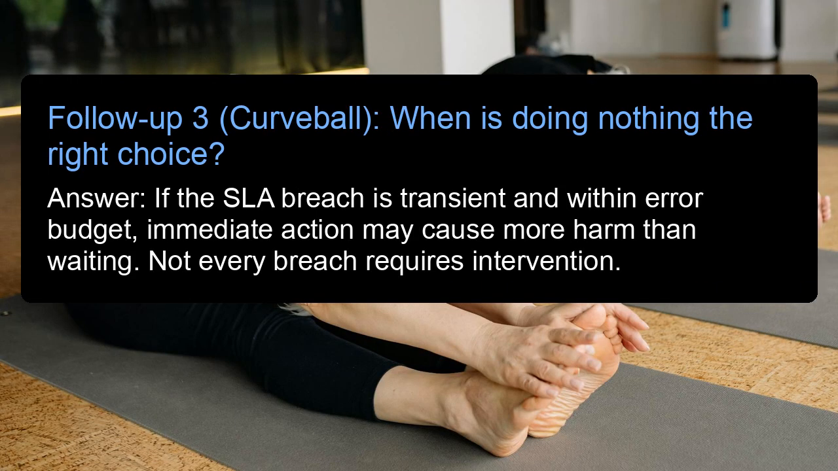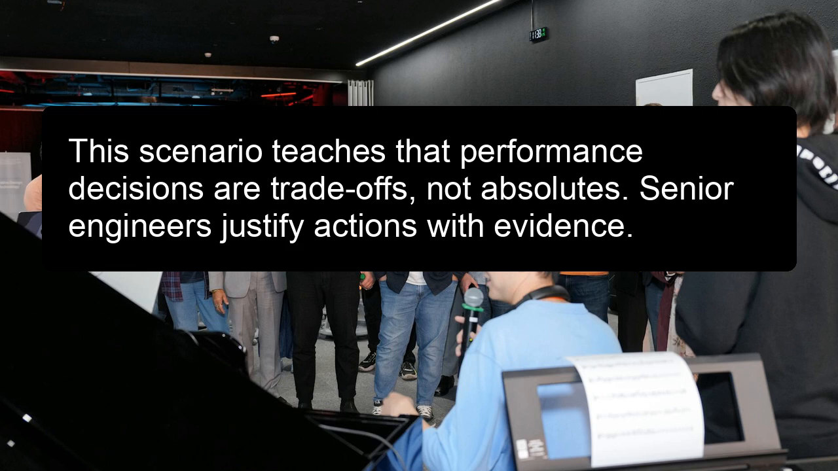Follow-up 3. Curveball. When is doing nothing the right choice? Answer: if the SLA breach is transient and within an error budget, immediate action may cause more harm than waiting. Not every breach requires intervention. This scenario teaches that performance decisions are trade-offs, not absolutes. Senior engineers justify actions with evidence.